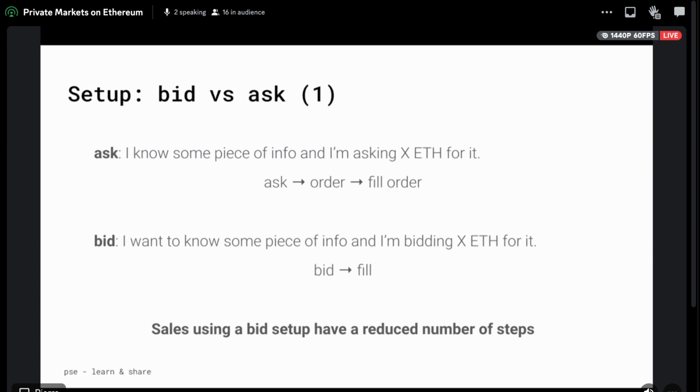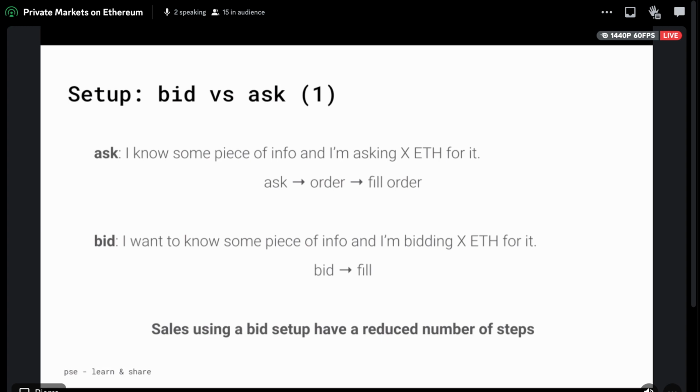Okay, so a small detour. You have two setups that you can think about. We won't go into too much detail, but you have the bid or the ask setup. In the ask setup, I know some piece of info and I'm asking X ETH for it. So the flow consists of saying, hey, I'm asking for X ETH. Someone comes along, like Bob, escrows some ETH, and then I come back and fill that order.